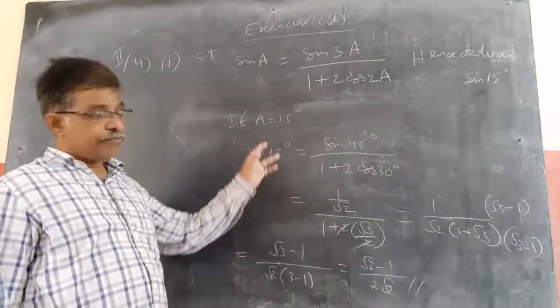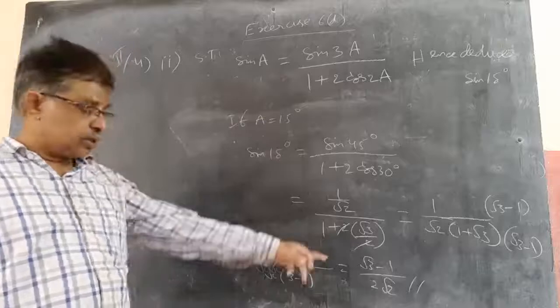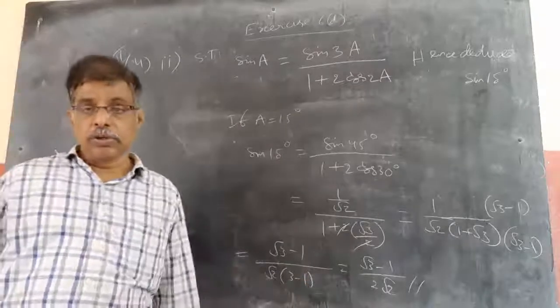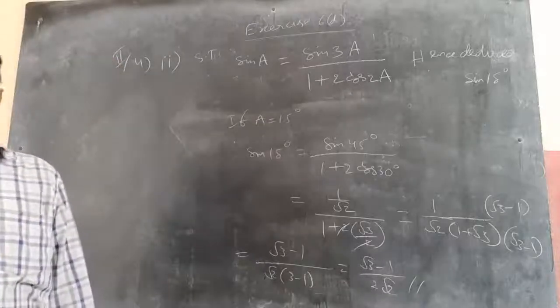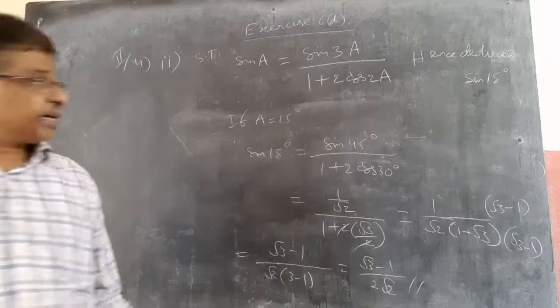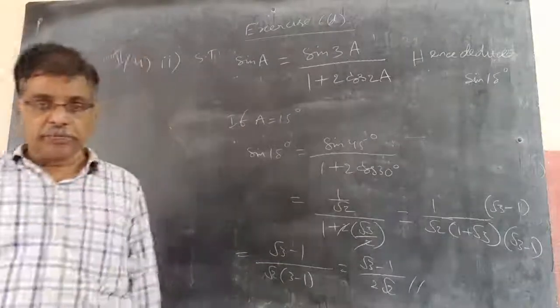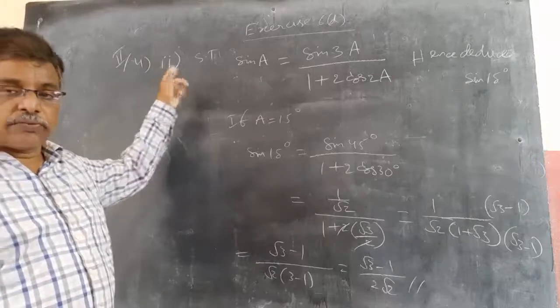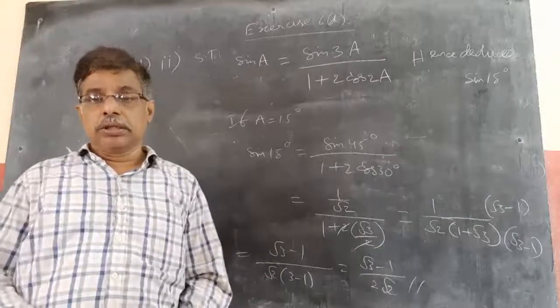What's the value of sin 15? We derived it in compound angles: root 3 minus 1 by 2 root 2. Like the same, you can find cos 15 by taking the cos formula: cos A equals cos 3A by 2 cos 2A minus 1. That is the first sum. You can do it as homework, same method.